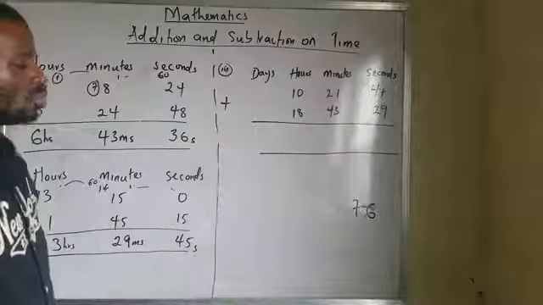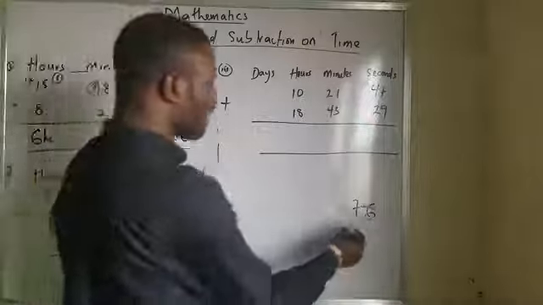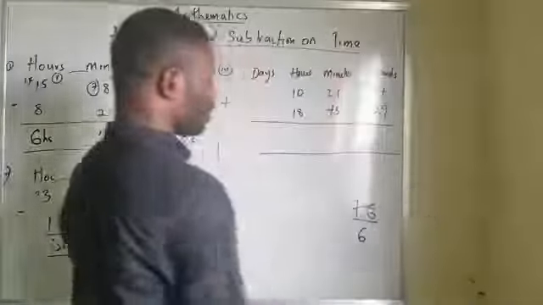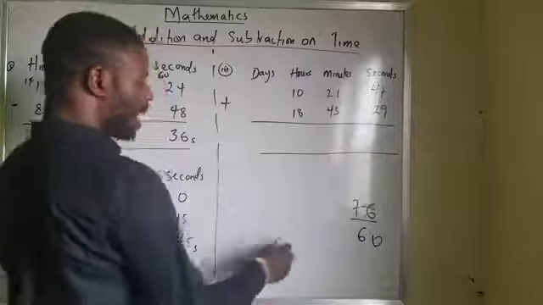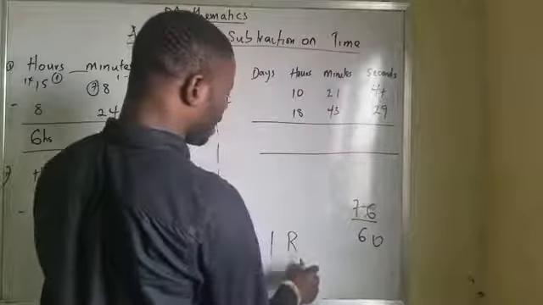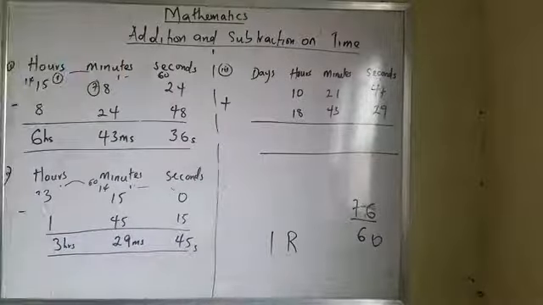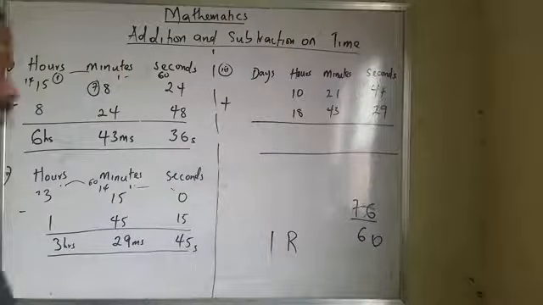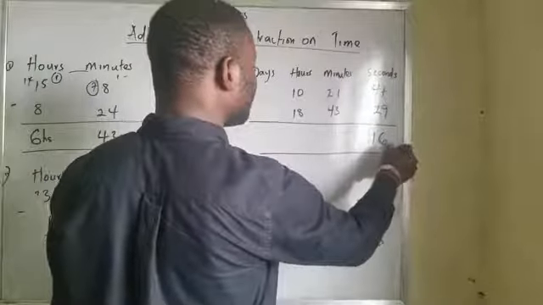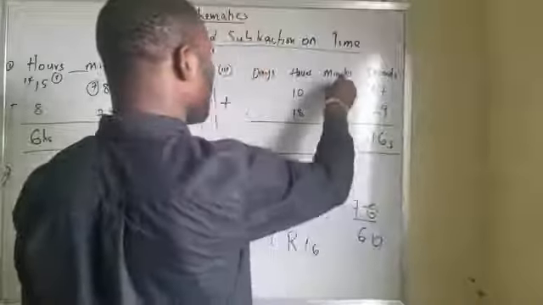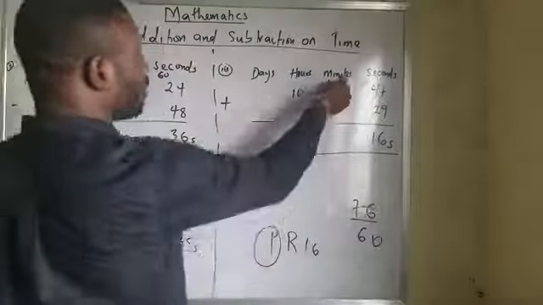Now, what I will just do is that I will divide it by 60. Divided by 60, I'll be having 1 remainder. What will be the remainder? The remainder will be 16. Now, I will write my remainder, which is 16 here. It means 16 seconds. 1 will be added here. This number of time will be added here.